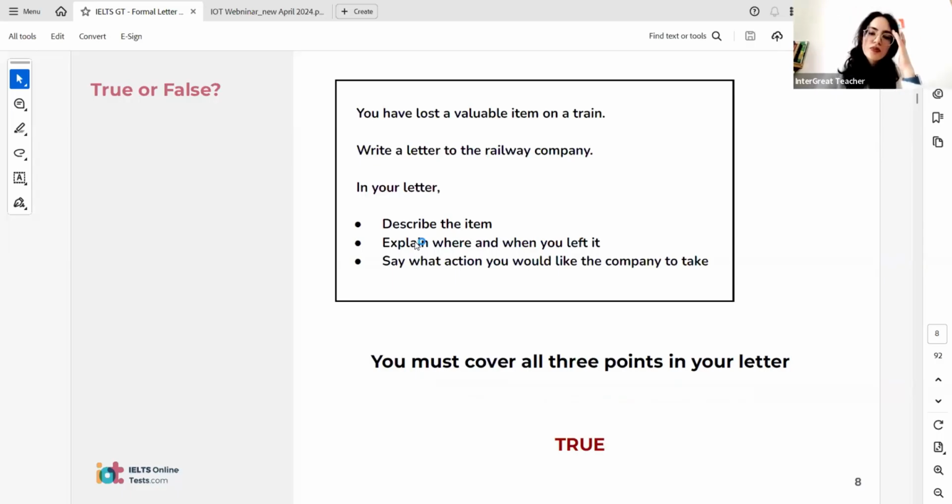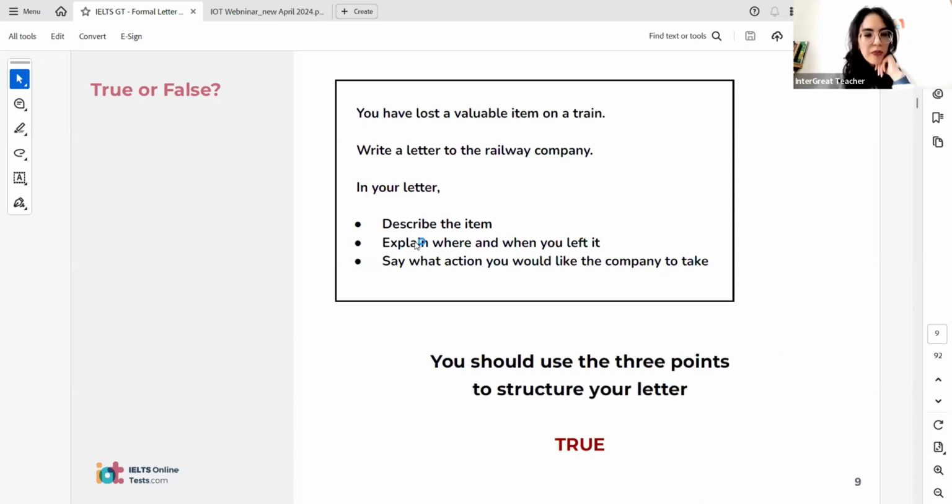Next thing again about the 3 points, you should use the 3 points to structure your letter to help you know what to write in each paragraph. True or false? Good. Yeah, okay. The unanimous vote is true. And yes, you're right. The best course of action is to dedicate one paragraph to each of these bullet points. So think of these bullet points as your main ideas. Each body paragraph can only have one main idea, right? So yes, this is true.